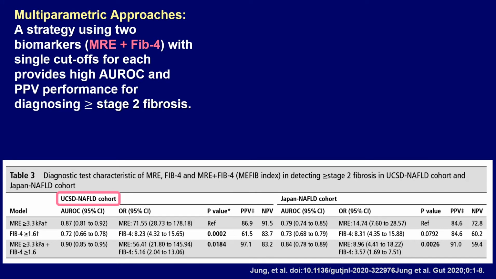In the U.S. cohort of 238 consecutive patients, the combined strategy provided an area under the ROC curve of 0.9, better than MRE alone and much better than FIB-4 alone. Similar results were found in the validation cohort in Japan. And most importantly, the positive predictive value of the combined strategy was very high, above 90% in both cohorts.